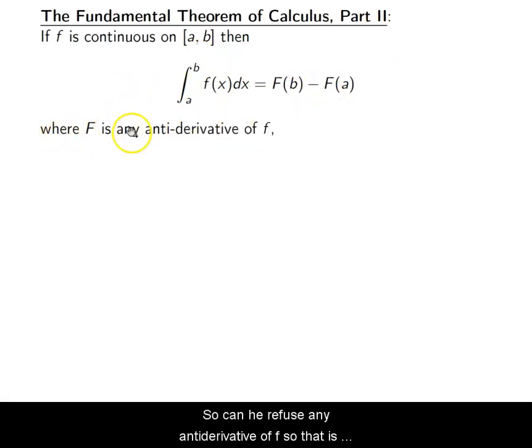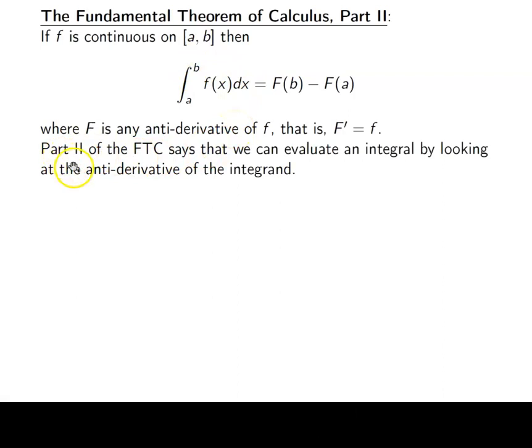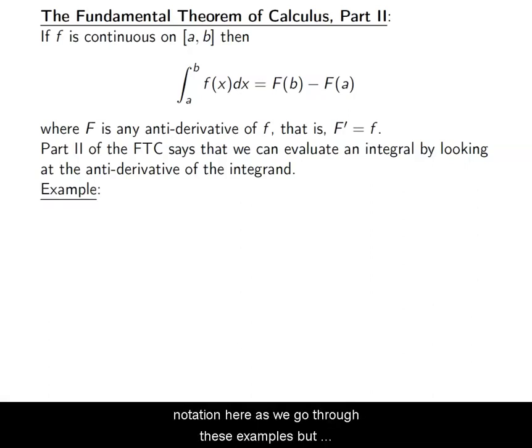So again here, F is any antiderivative of f. That is, F prime, if I were to take the derivative of this big F function, I would end up with the little f that's inside of my integral, my integrand function, right? So just to summarize, part 2 of the FTC says that we can evaluate an integral by looking at the antiderivative.